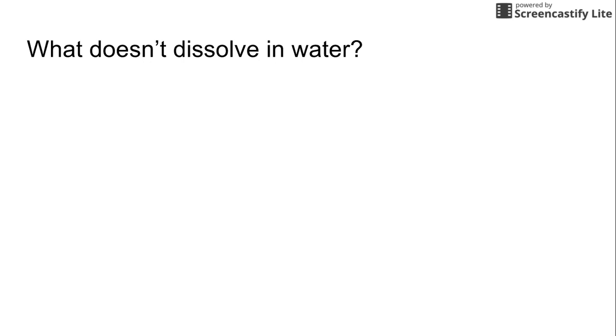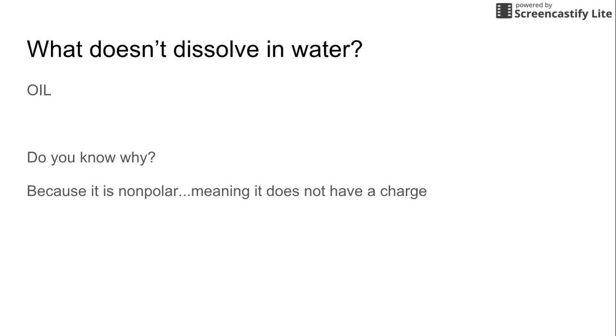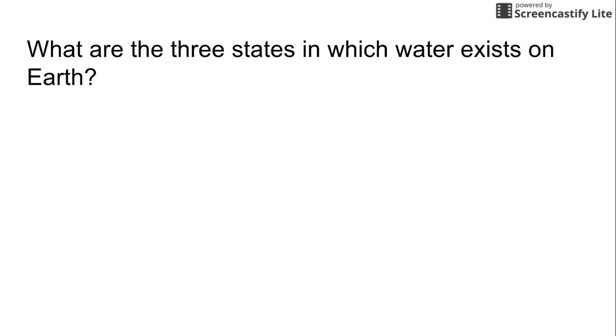What doesn't dissolve in water? Oil. And do you know why? Because it's nonpolar, meaning it does not have a negative and positive charge. So it's not attracted to the charges of our water.